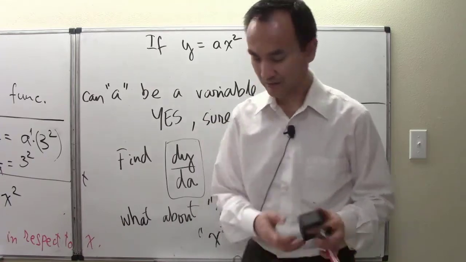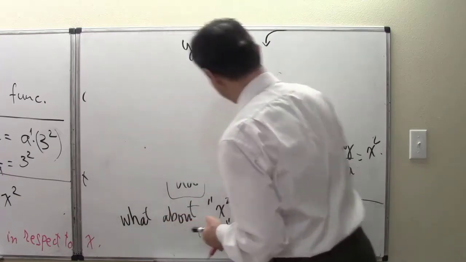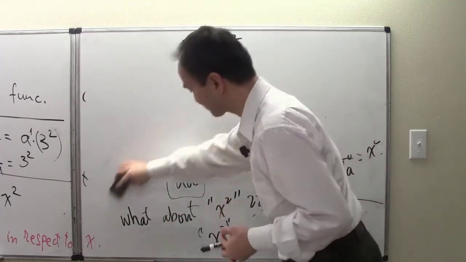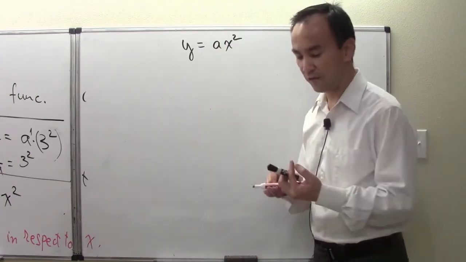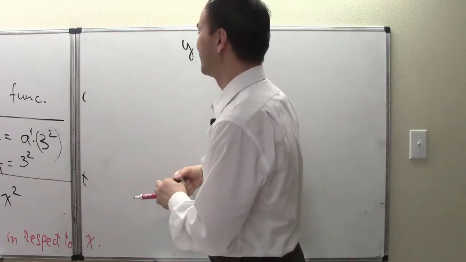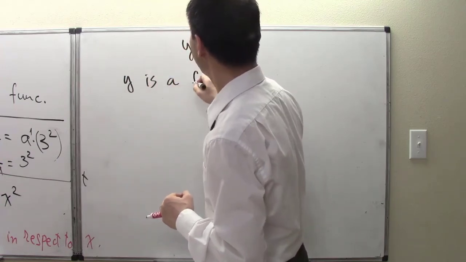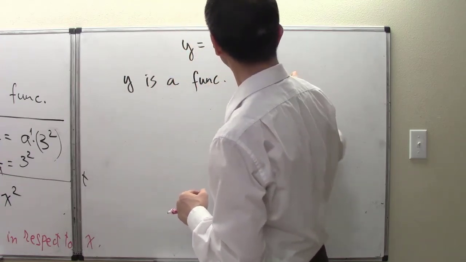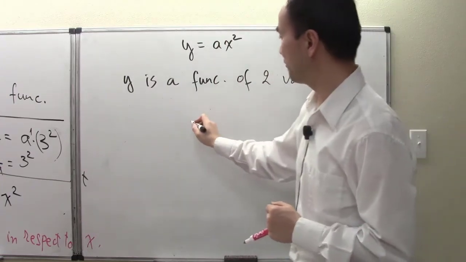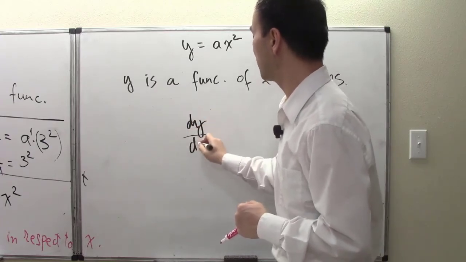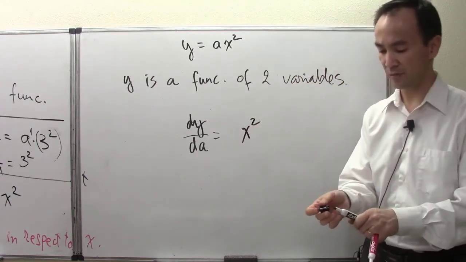All right, so now on this board, I'm leaving that line y equals ax squared. And yes, we have already agreed that this is a multivariable function, a function of two variables. Okay? So y is a function of two variables, a little bit unlike how I wrote it on the other side of the board. But now, we found dy, dA to be x squared. We found dy, dA to be x squared.